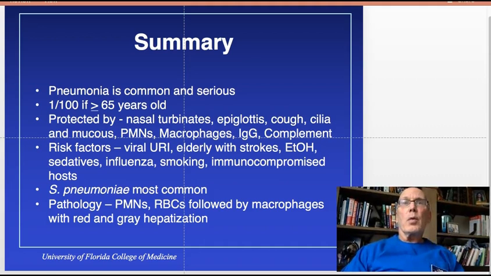Let me end this video with a summary. Pneumonia is common and potentially serious. The highest incidence is in those 65 or older and is 1 per 100. Protective mechanisms include our nasal turbinates, epiglottis, cough, cilia, and mucus produced by bronchial epithelial cells. Predisposing factors include viral URIs, being elderly, particularly after a stroke, heavy alcohol use, other sedatives, influenza, smoking, and immunocompromising illnesses. Strep pneumoniae is the most common pathogen.